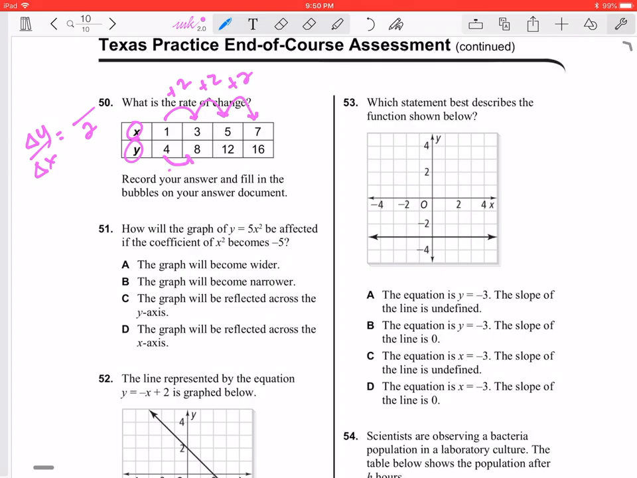When I go from 4 to 8, I'm adding 4. When I go from 8 to 12, I'm adding 4 again. 12 to 16, I'm adding 4. So my change in y is going to be 4. And 4 divided by 2 will give us 2. So my slope, my rate of change, my m is going to be equal to 2. All right.